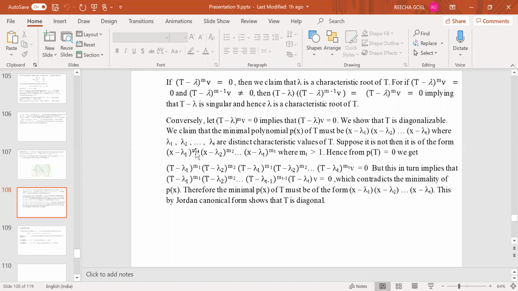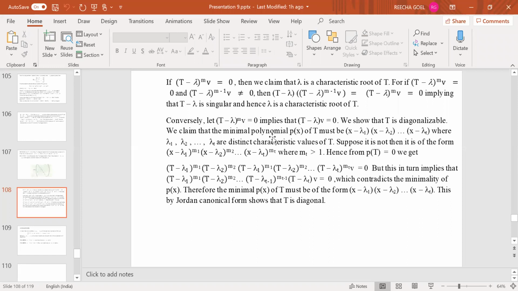Okay, where lambda 1, lambda 2, ..., lambda t are distinct characteristic values of T. Suppose it is not, then it must be of the form (x minus lambda 1) raised to the power m1, (x minus lambda 2) raised to the power m2, ..., (x minus lambda t) raised to the power mt, where some m is greater than 1. Lambda 1 must repeat, and so on. If p(x) is not a product of linear factors, then it is going to be a product of these factors.